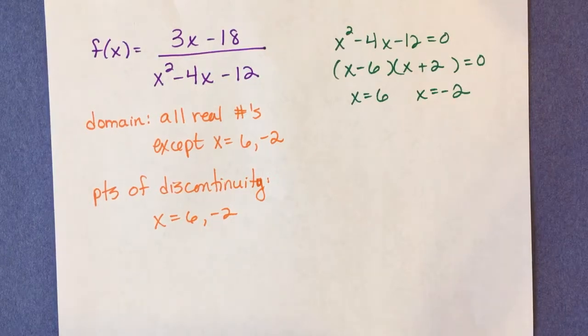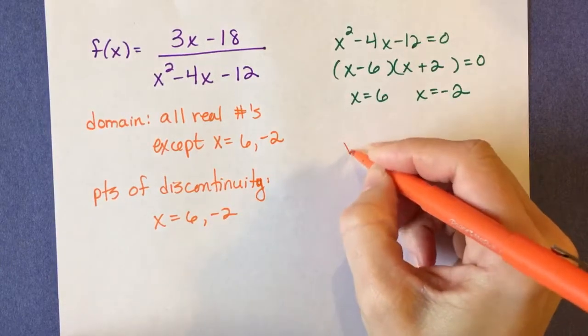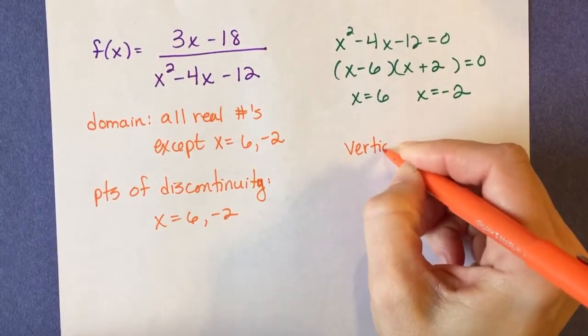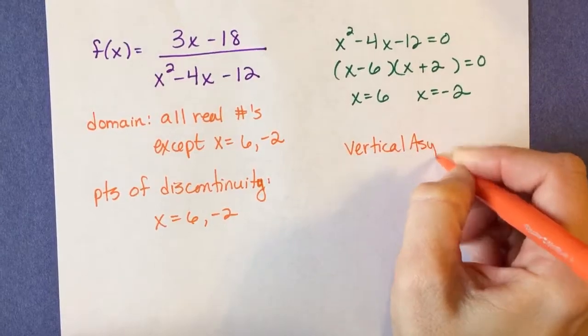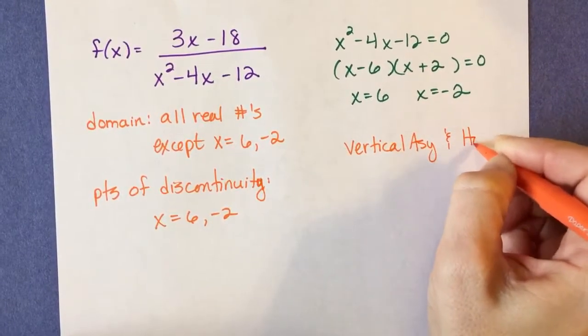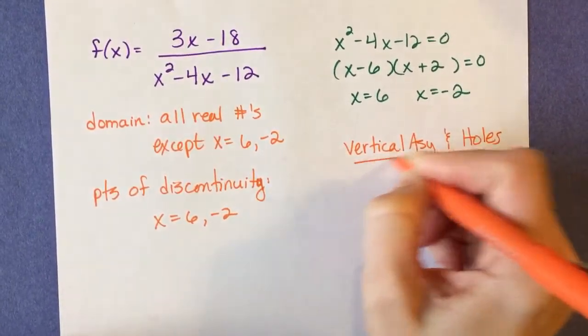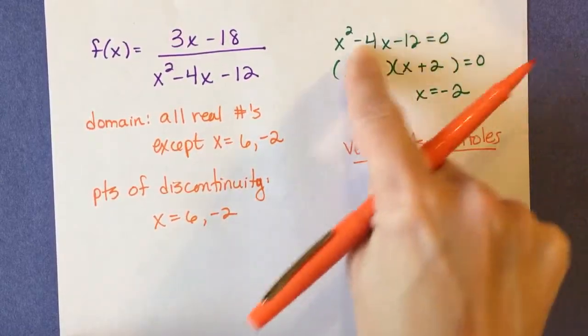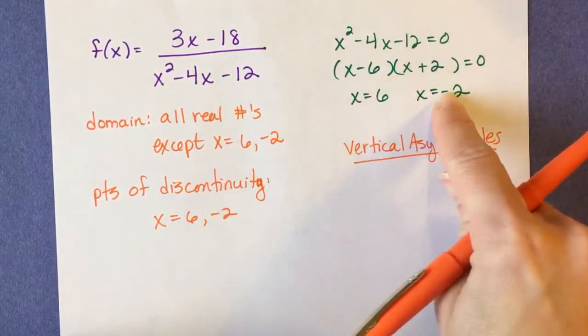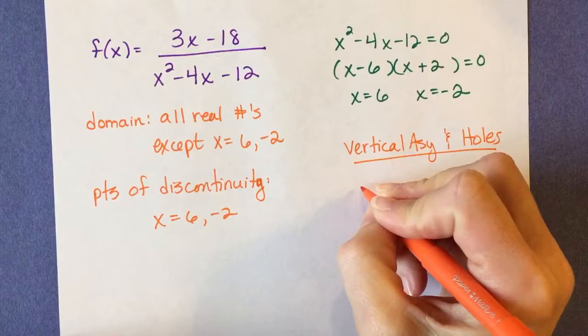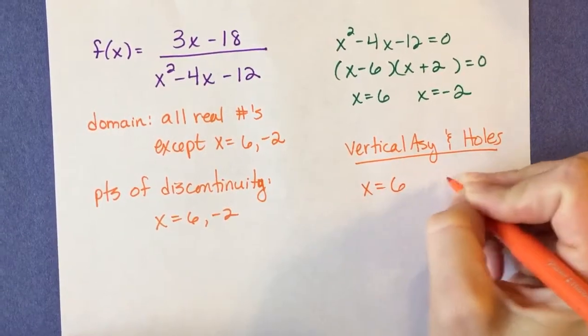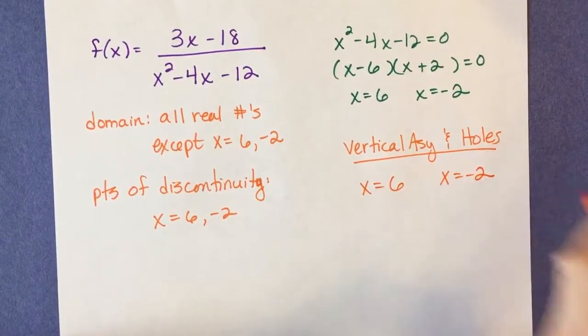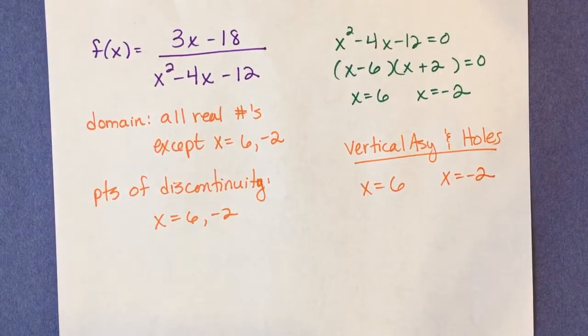Now, to do that, remember we start out by finding out what values make our denominator equal 0. And we've actually already done that, from this step right here. We've already found out what makes our denominator equal 0. So let's take the x equals 6 and the x equals negative 2, and let's just figure out what's happening at each one of those.